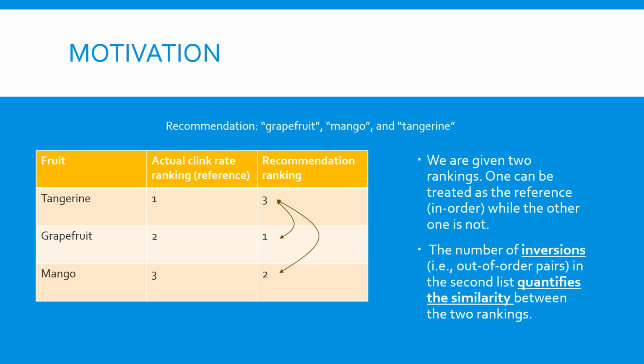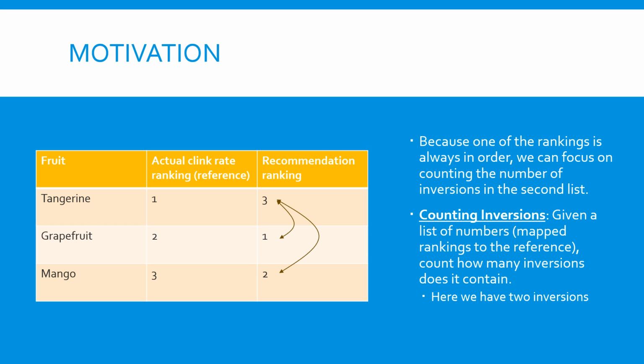Intuitively, the more inversions they contain, the less similar the two rankings are. Note that one of the input rankings always serves as the reference and is in order. Therefore, we can reduce the amount of input by mapping the second ranking to the reference. For example, the second column shown here will always be 1, 2, 3 because it is the reference and always in order. The numbers in the third column are the mapped ranking of the fruits to the reference. The mapped ranking alone combines information from both lists, and the number of inversions can be obtained solely from the mapped ranking.